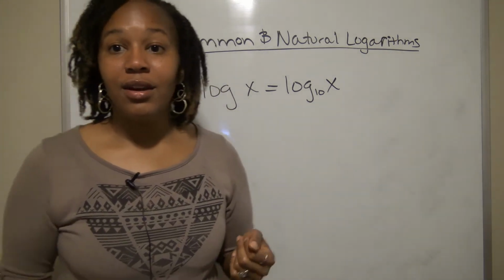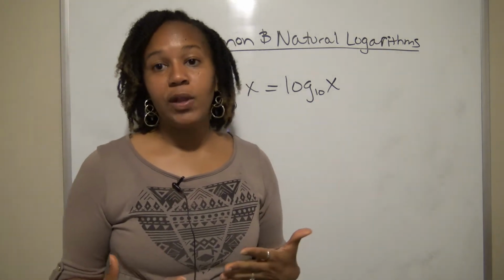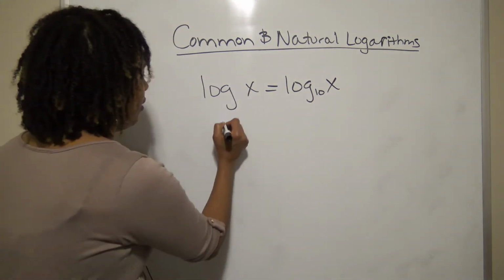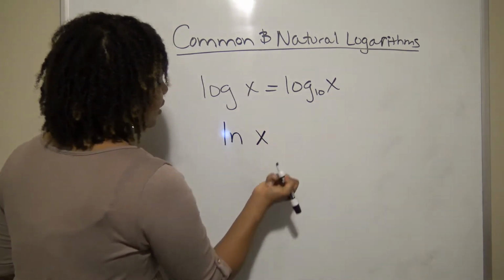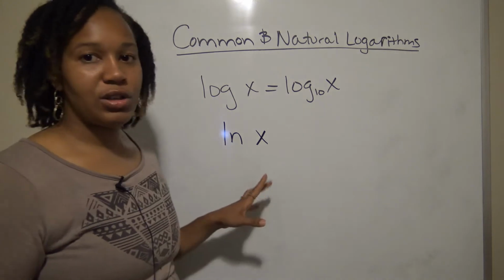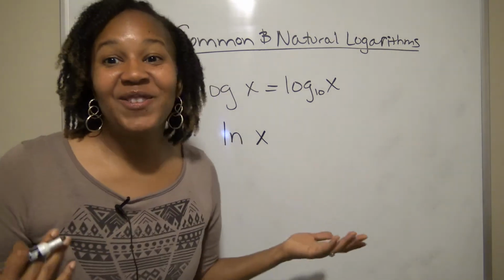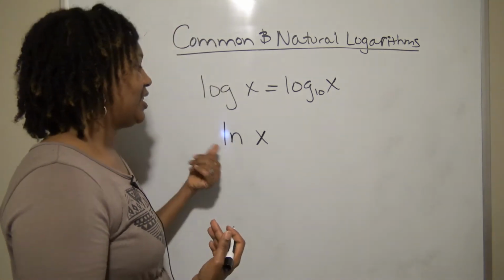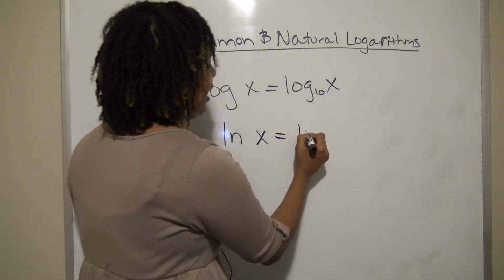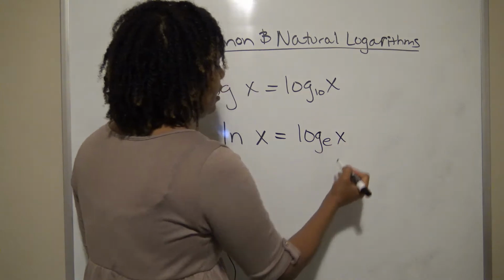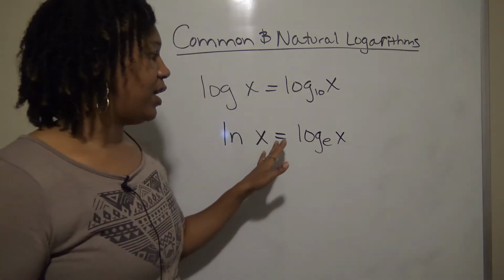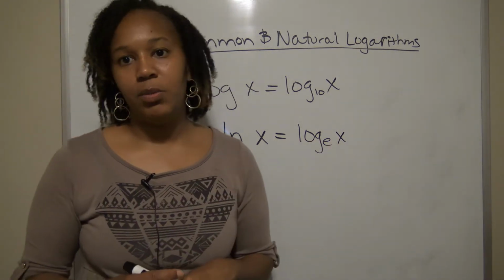Now, there's another logarithm that we use frequently, and it's called the natural logarithm, and it's written ln of x. That stands for natural log. Don't ask me why it's ln and not nl, okay? But it stands for natural log. And it's the natural log of x, but that is the same as saying base e. So whenever you see ln of x, that is natural log, which means base e.